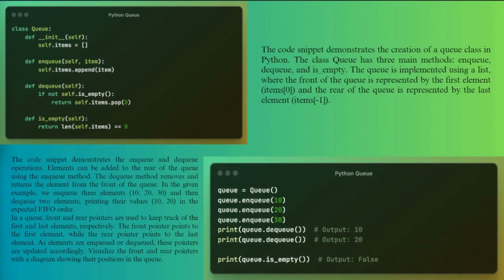Creating a queue class. To create a queue class in Python, we can utilize the built-in collections.deque module. Okay, so class Queue, we have init self. So the class Queue has three main methods: enqueue, dequeue, and isEmpty. The queue is implemented using a list where the front of the queue is represented by the first element and the rear of the queue is represented by the last element.